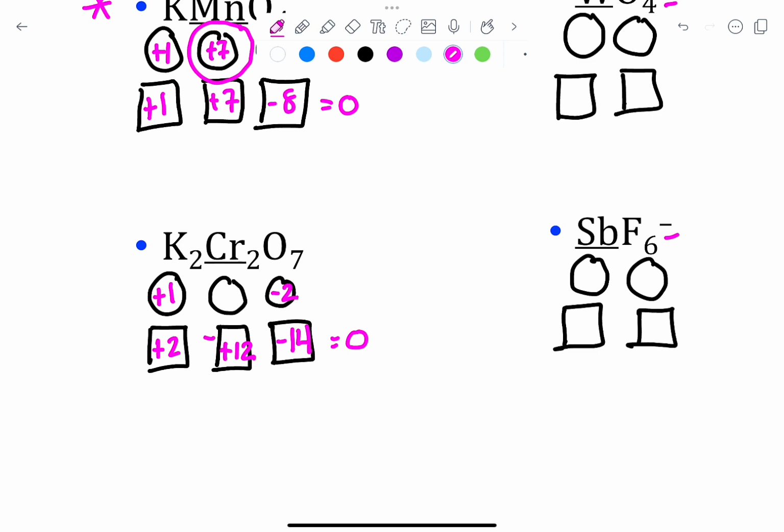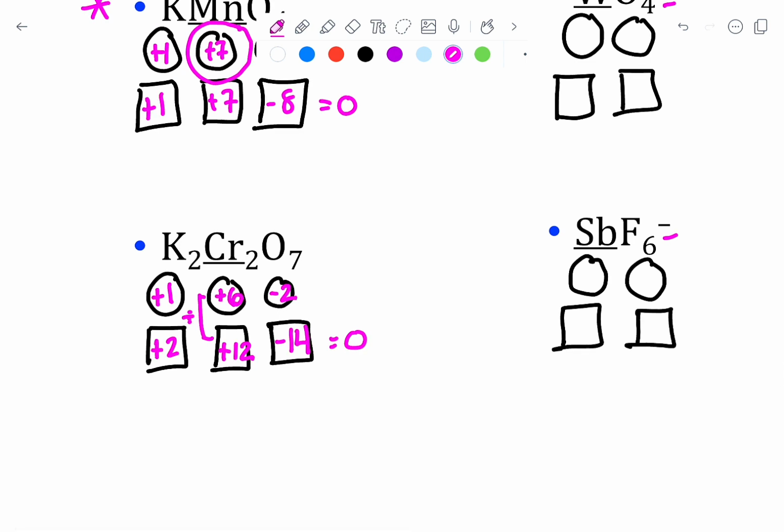When we're going from square to circle, if we have a subscript, we have to divide by that subscript. So we're going to divide +12 by 2 and we get +6. So the individual oxidation number for chromium is +6 because its overall contribution is +12 and there's 2 chromiums. So we have to distribute that +12 amongst those 2 chromiums.